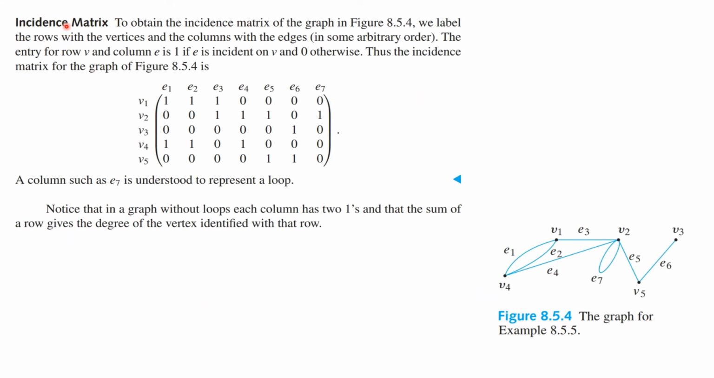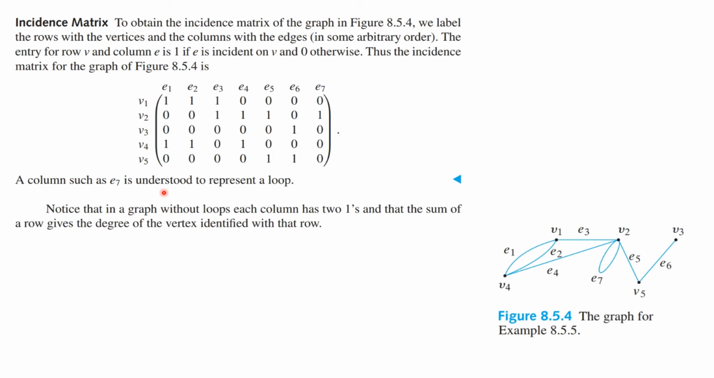We are also introducing a thing called the incidence matrix. To obtain the incidence matrix of a graph, and here's the example that we're looking at, we label the rows with the vertices, those are the vertices, and the columns with the edges in some arbitrary order. So you pick, and we just call these E1, E2, E3, E4, and so on in this order. If we change this designation, we change the way the incidence matrix looks, but given this representation, this one represents this graph.